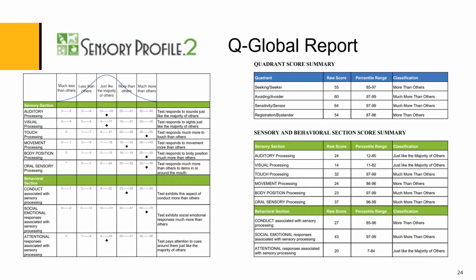So it allows you to see where your client sits in a bit more of a visual format. And then towards the right of the screen, you'll see that the quadrants are then scored for you, so you can see how your client sits in relation to those 4 quadrants, and then also you get the classification and the percentile ranges there for you too.